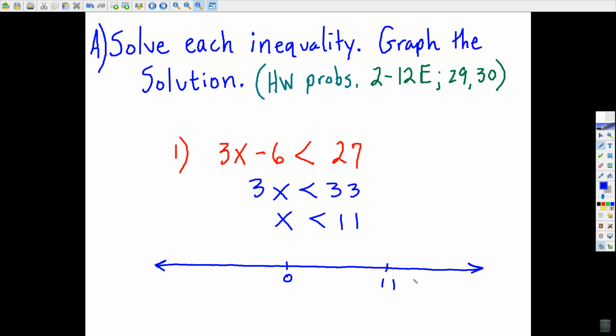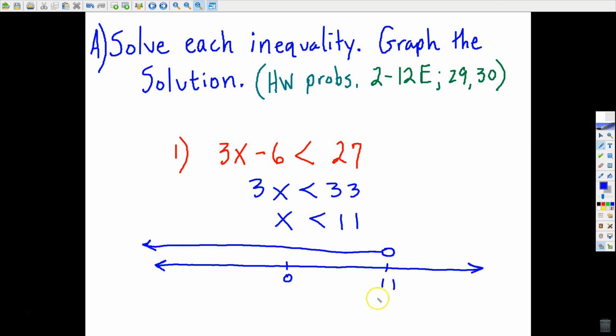Now remember from Algebra 1, it says less than 11, which means 11 isn't part of the solution set. But all the numbers less than 11 are. So to make sure we don't include 11, we're going to put an open circle above 11. That's to indicate that 11 isn't part of the answer, but all of these numbers are.